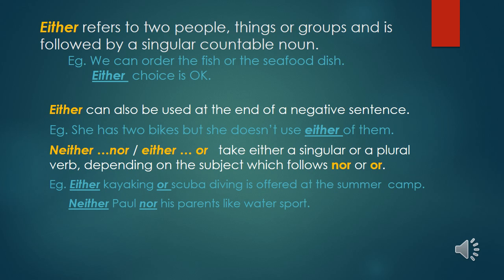Neither nor or either or take either a singular or a plural verb depending on the subject which follows nor or or. Example: either kayaking or scuba diving is offered at the summer camp. Neither Paul nor his parents like water sports.